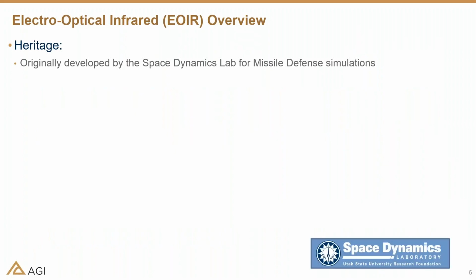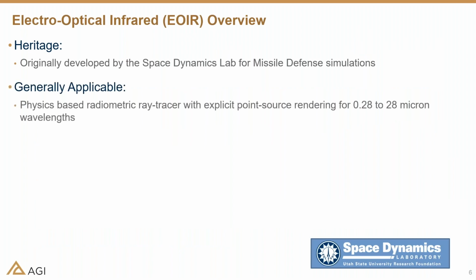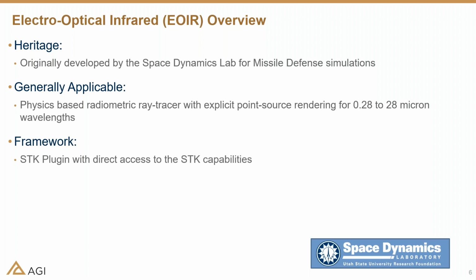So EOIR, what is it briefly? It came from the Space Dynamics Lab, and it was actually primarily for missile defense applications originally. What we did is we took it into STK and made it generically capable of doing radiometric processing. So from 0.28 to 28 microns. That's the hairy edge of UV blue all the way to the long-wave thermal infrared.